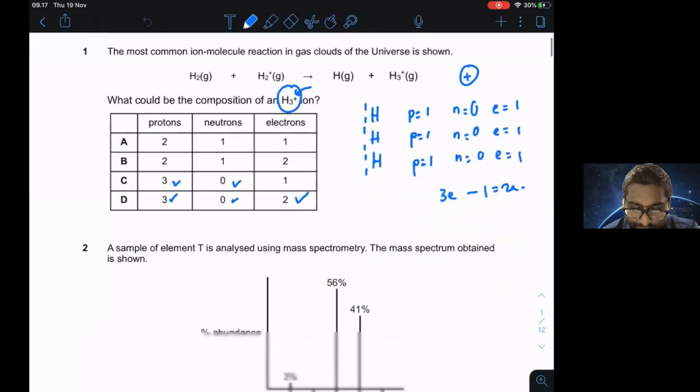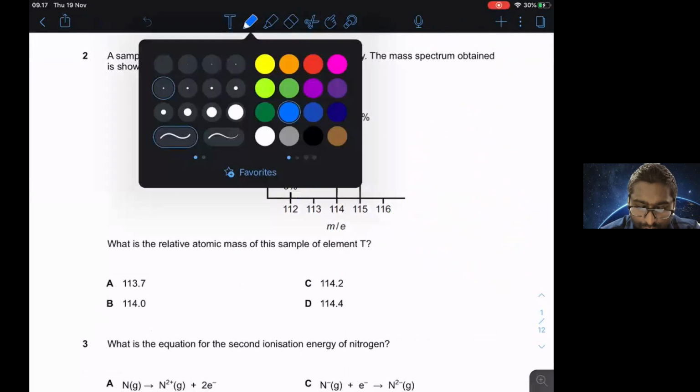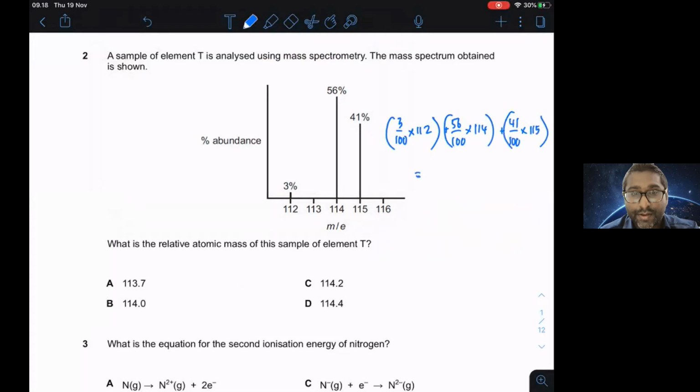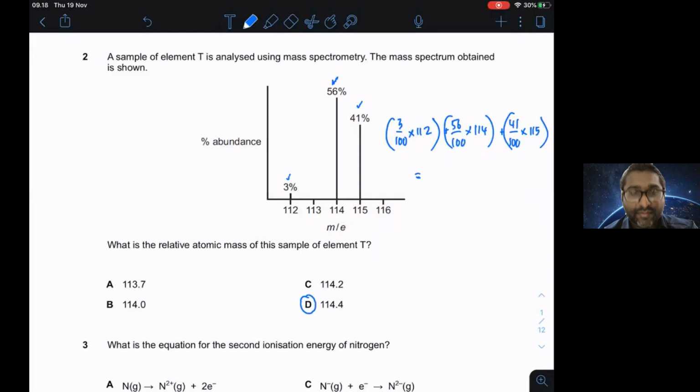Now, for the next question. Here we just need to look at the relative atomic mass. You can calculate: 3 out of 100 times 112, plus 56 over 100 times 114, and then plus 41 over 100 times 115. If you calculate this quickly, you will get D as your answer. It's quite important to check that when you add all these 3, you get 100%. If not, then you have to divide by less than 100. But in this case, it's 100%.